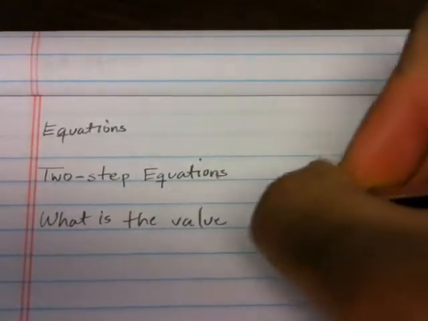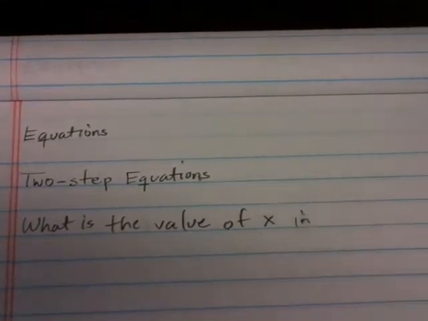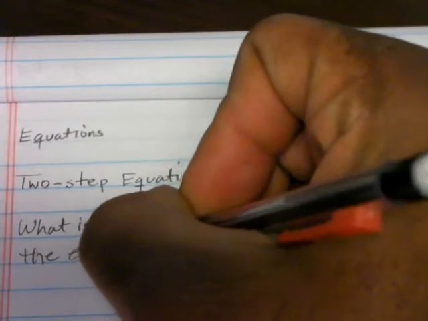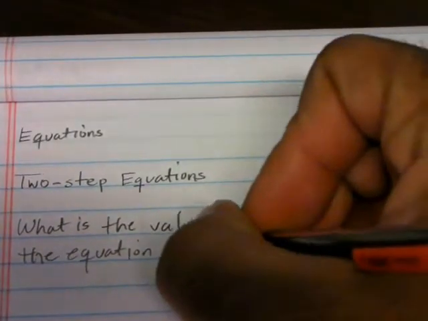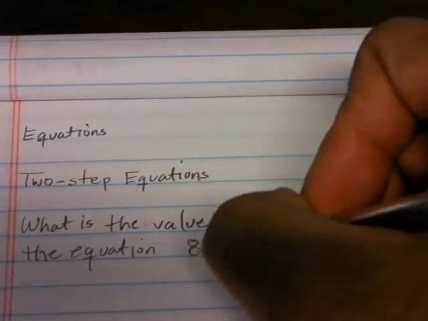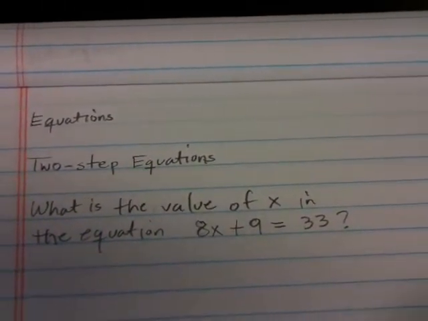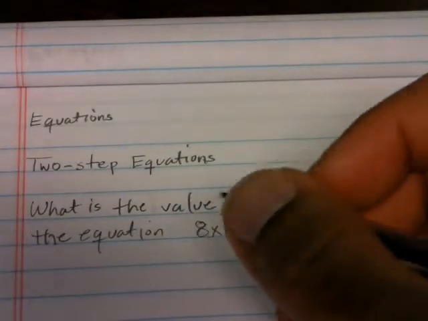All right. The value of x in the equation, make it a little darker, 8x plus 9 equals 33, and that's the question. All right, and then you'll solve for the value.